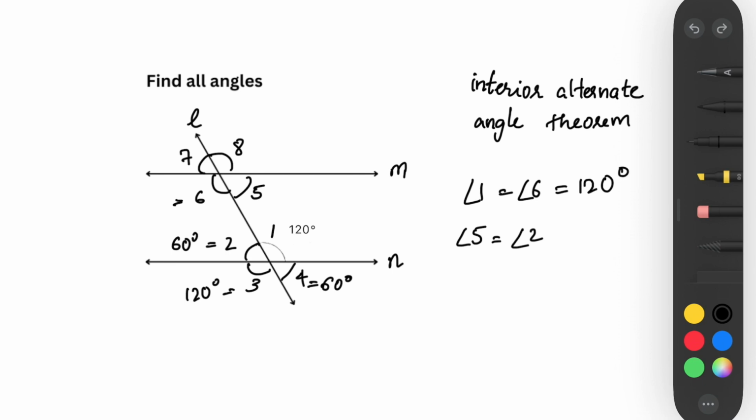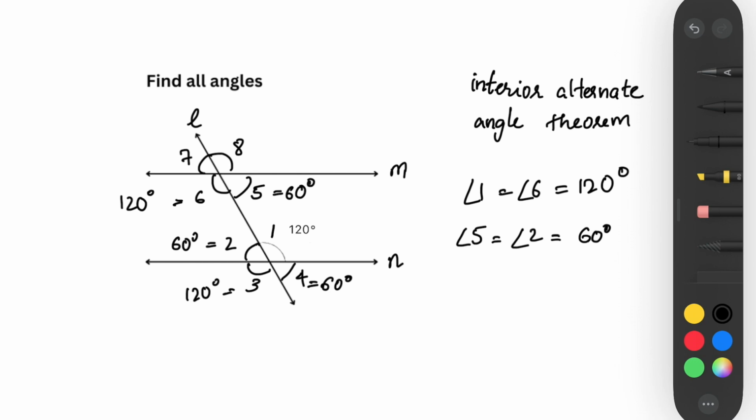Now we already know that the value of angle 1 is equal to 120 degrees. So angle 6 is also equal to 120 degrees. Similarly, we know that the value of angle 2 is 60 degrees. So the value of angle 5 is also equal to 60 degrees.